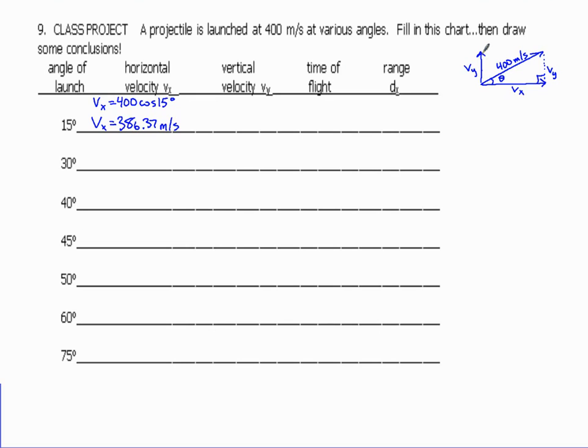The vertical velocity component is the opposite side. So here's theta, we're looking for the opposite side. Vertical velocity equals 400 times the sine of 15 degrees. And it comes out to be 103.53 meters per second.